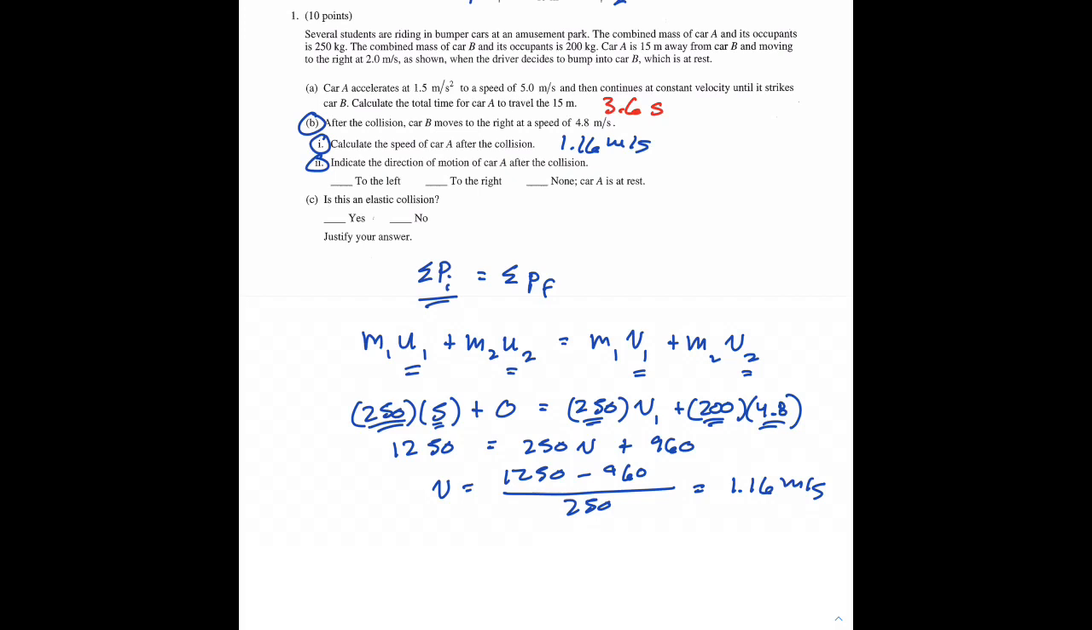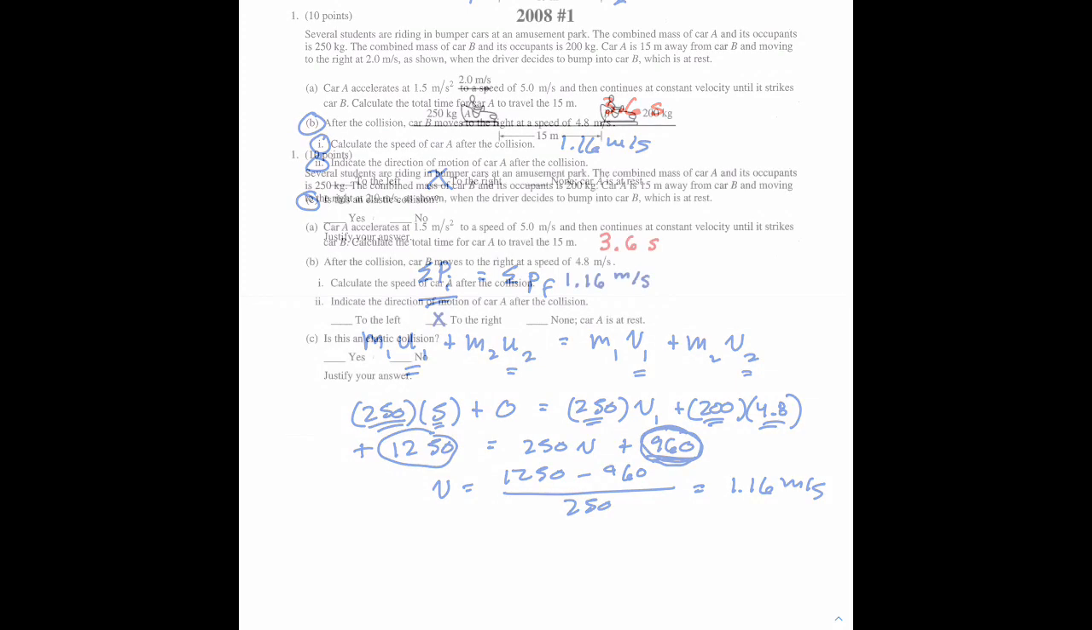Well, the initial momentum of cart A was 1,250 kilogram meters per second to the right. Cart B only accounts for 960 of those units of momentum to the right. So there's still a lack of overall momentum units to the right if we only account for cart B. So cart A must also be moving to the right. Part C asks us to investigate whether or not the collision is elastic, and we'll answer that question in the next video segment.